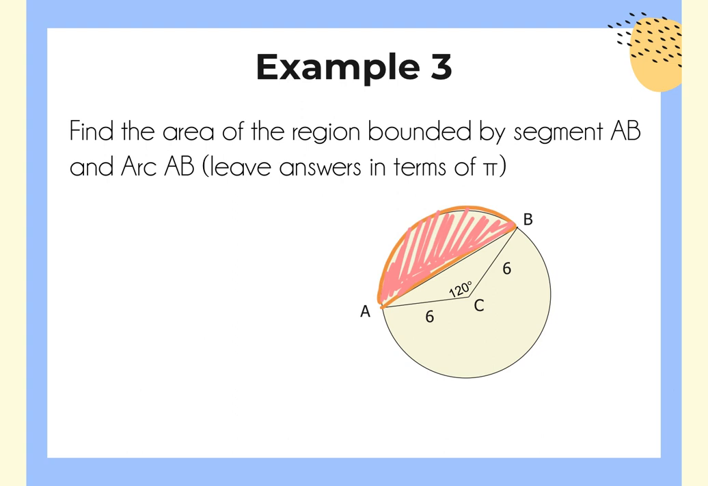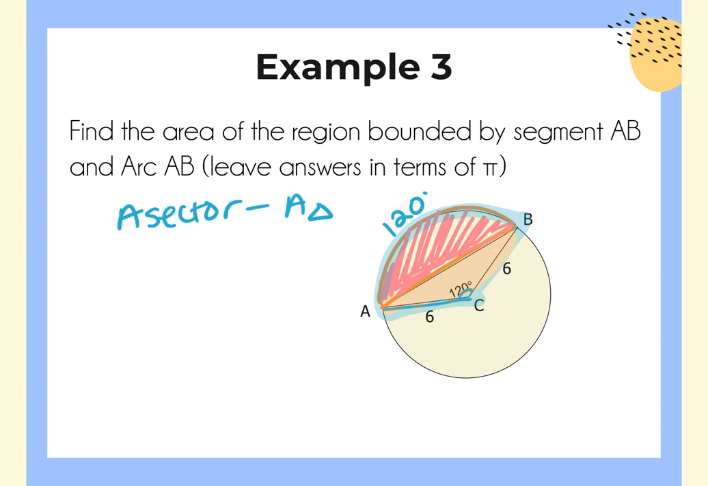So we have 120. You have the angle here, which would be the same as the measure of the arc. 6 is the radius. It's a triangle, so we could find the area of the triangle. I'm going to find the area of the whole sector and then subtract from it the area of the triangle. Good. So area of the sector first minus the area of the triangle.